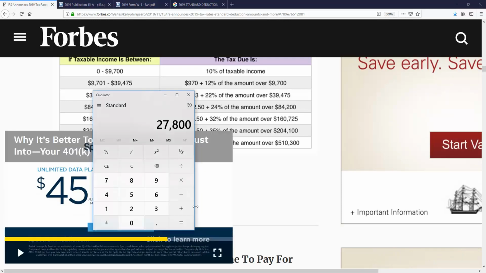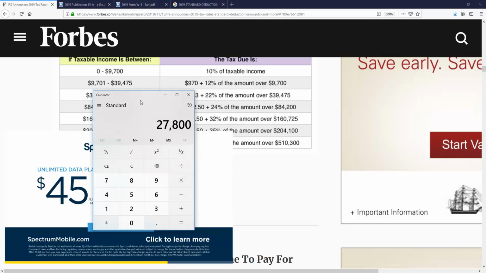So we see our taxable income is between these two numbers, 9,701 and 39,475. We're simply going to subtract $9,700.